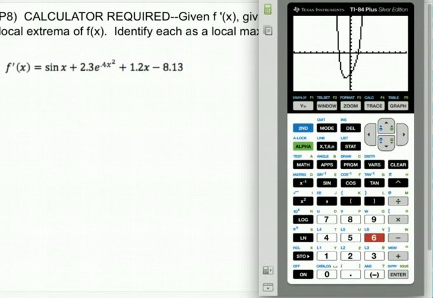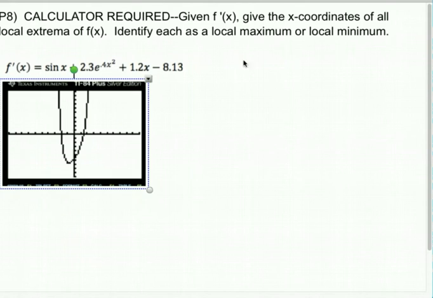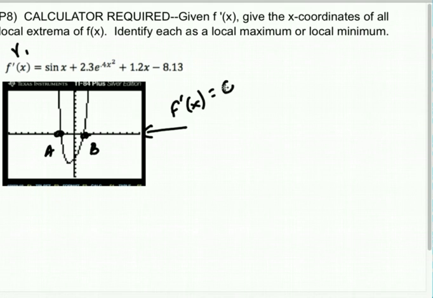All right. So this is what I'm looking at, and remember that this value is my f prime, right? So I put this in as y1, which means these are my only two critical numbers, right? So I'm going to call them a and b, okay? So f prime of x equals 0 only at x equals a and x equals b. So those are my only two possible values.